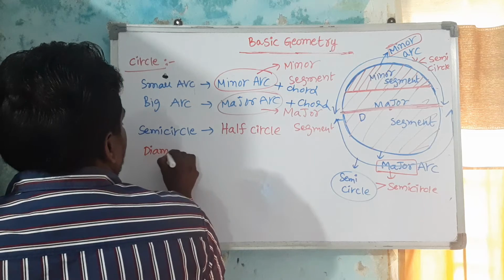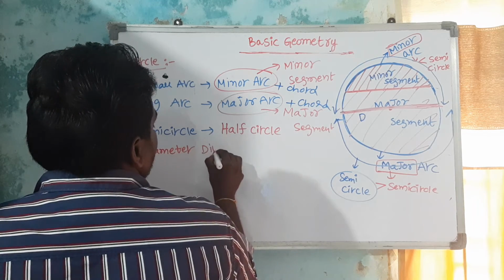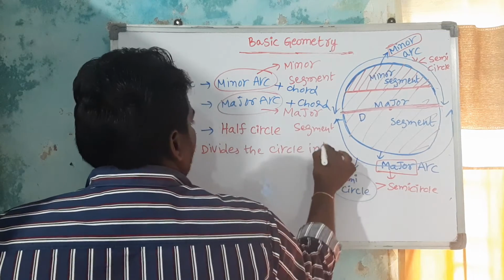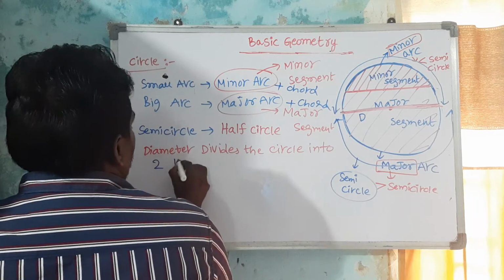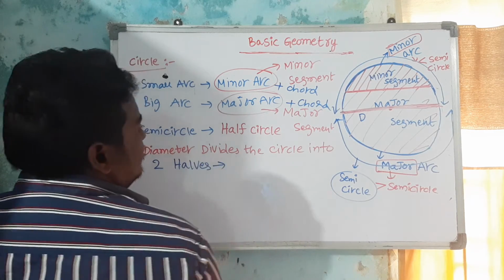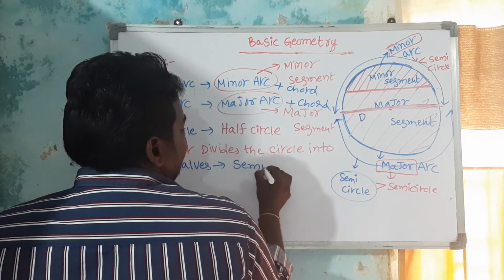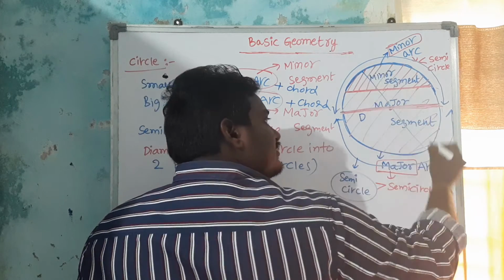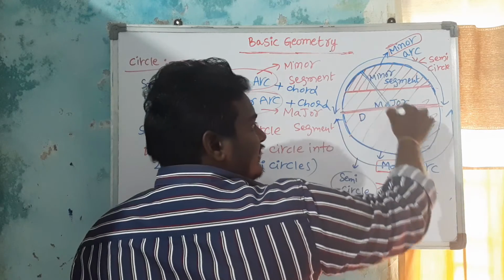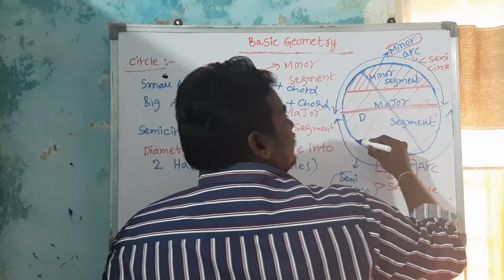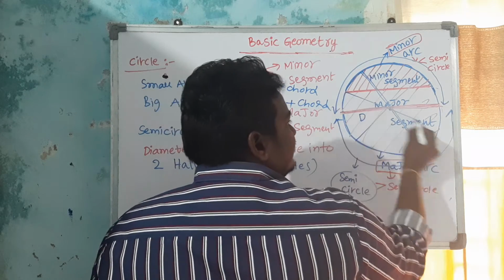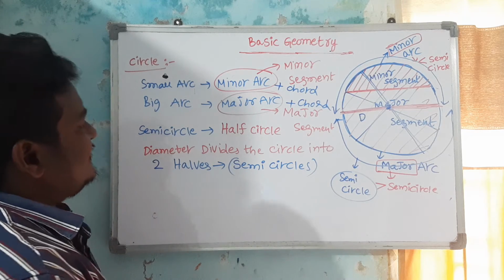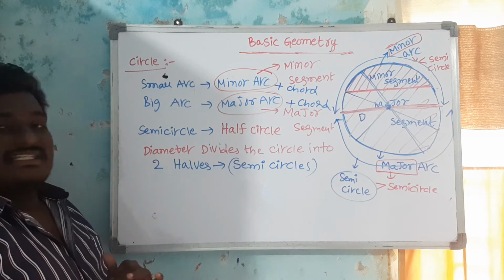The diameter divides the circle into two halves, which are nothing but semicircles. Take this also, this is also a diameter. Same halves. If you cut like this also, same halves. This is called a semicircle. Yes, that's about the basic geometry.